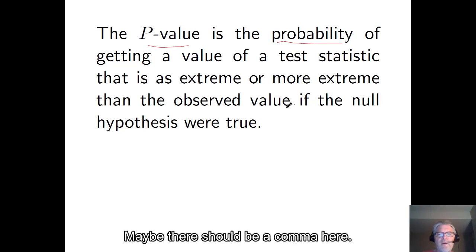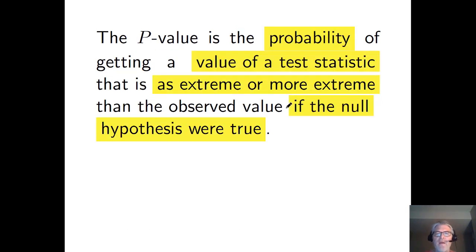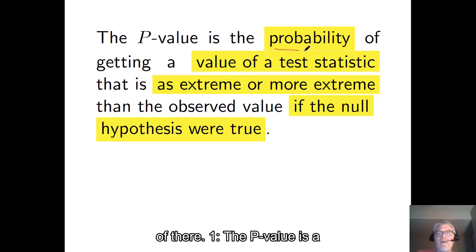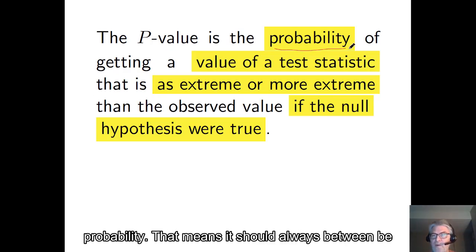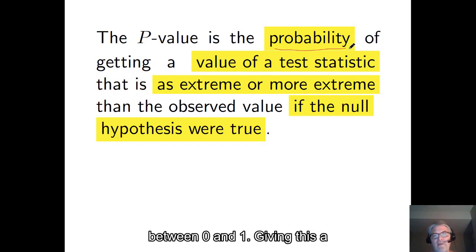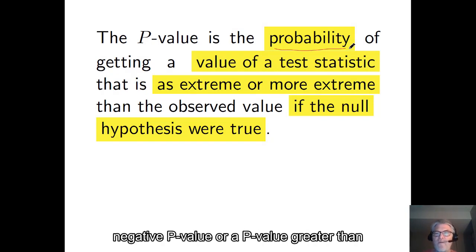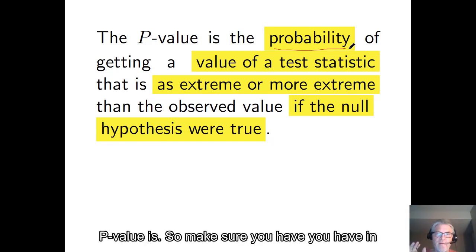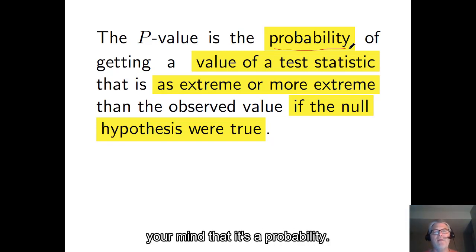Maybe there should be a comment here. So there's several things you need to highlight out of there. One, the p-value is a probability. That means it should always be between 0 and 1. Giving us a negative p-value or a p-value greater than 1 is a sure sign that you don't know what a p-value is. So make sure you have in your mind that it's a probability.